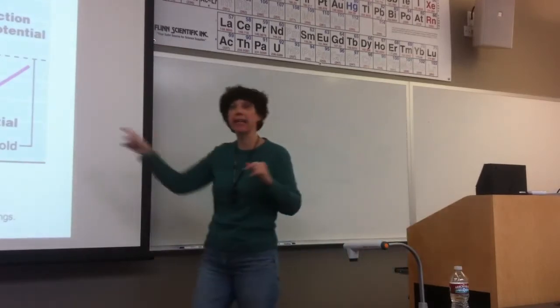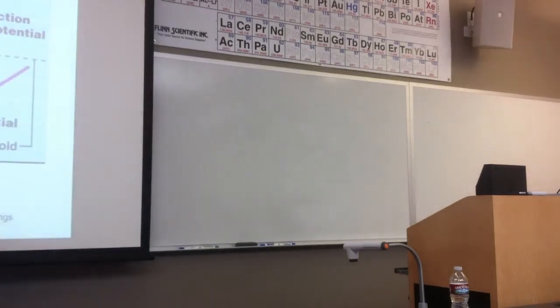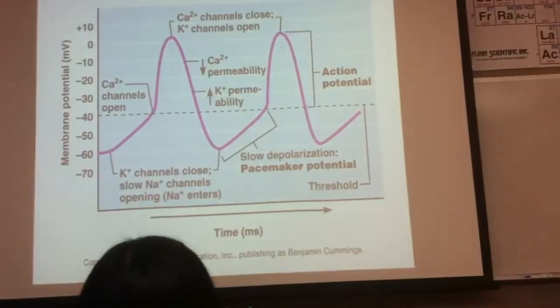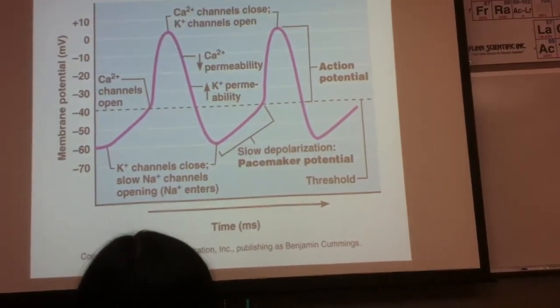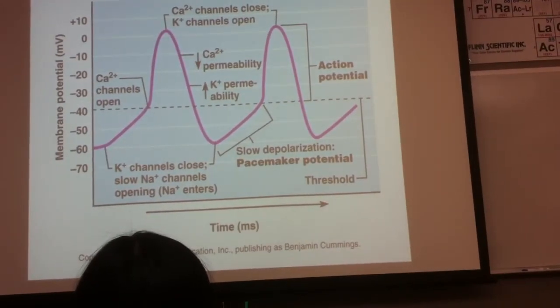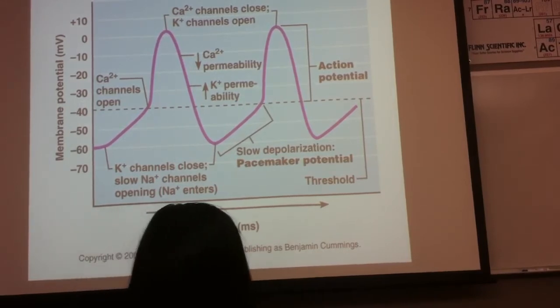Now, what is lacking of the different thresholds that we talked about? What is lacking from this image? Exactly, resting membrane potential. So those autorhythmic cells do not demonstrate a resting membrane potential. As soon as they repolarize, they start depolarization again.